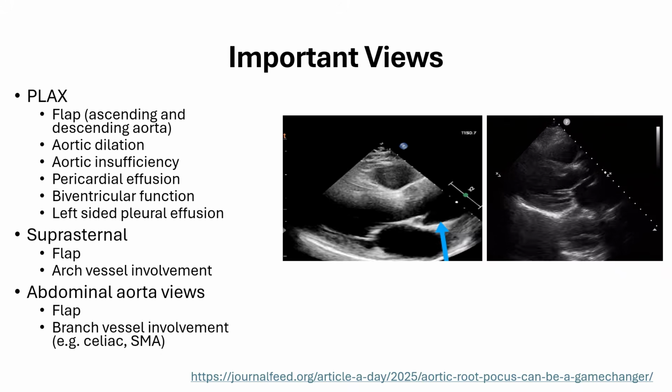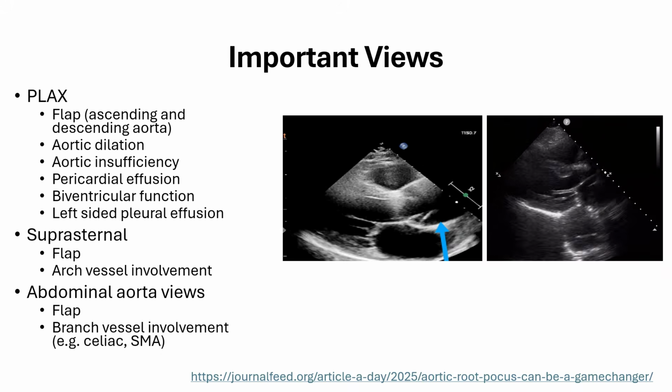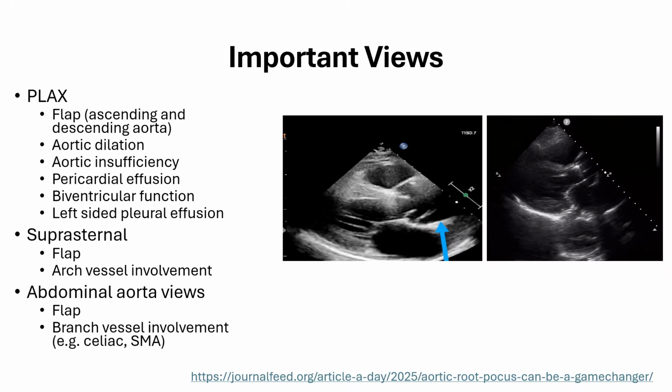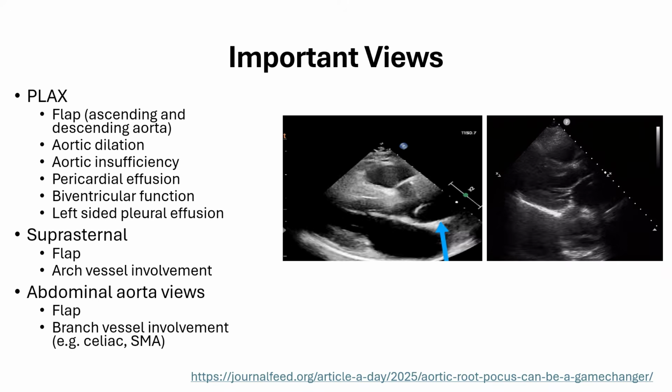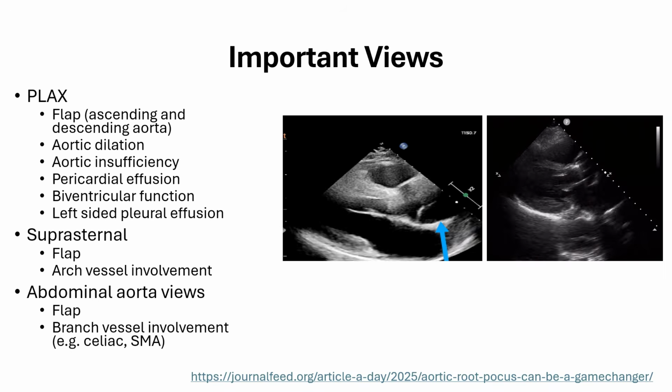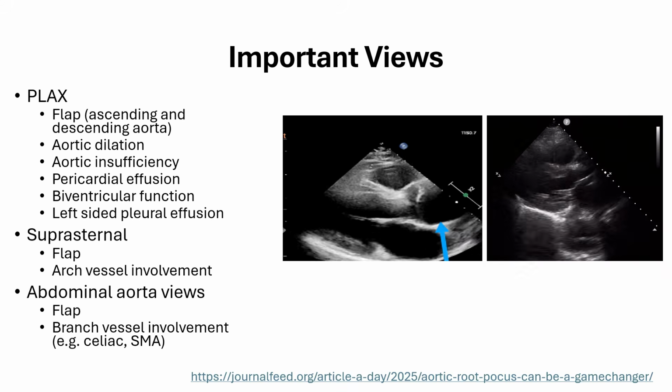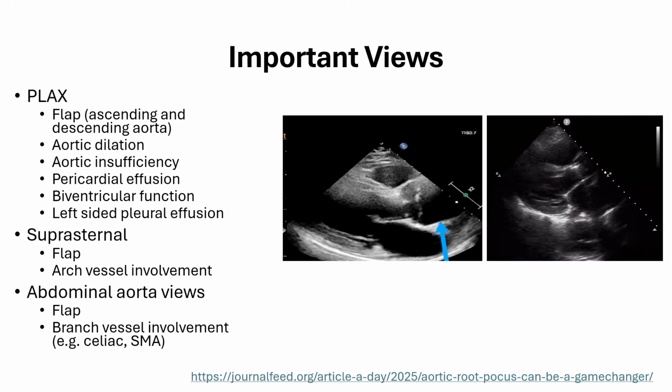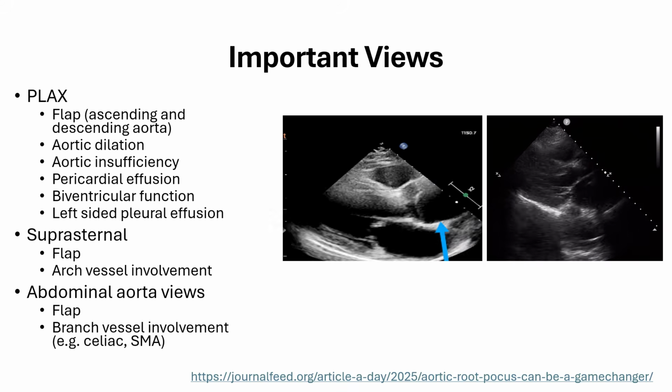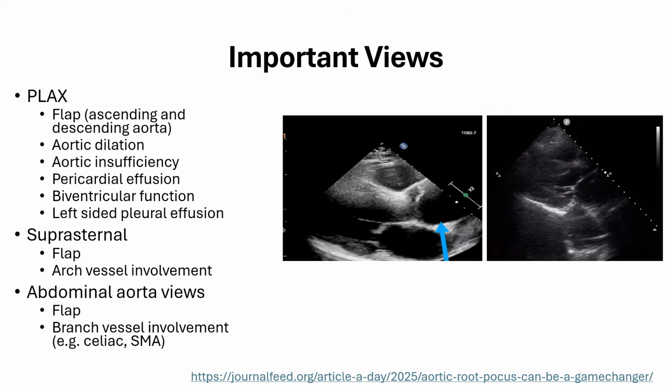And again, the descending aorta here is a circular structure underneath the left atrium and posterior leaflet of the mitral valve. In suprasternal view, you want to assess for the presence of the flap, extent of the dissection, and the involvement of arch vessels. In abdominal aortic views, you want to assess for the presence of the flap and involvement of the abdominal aorta, branch vessels, such as, for example, celiac axis and superior mesenteric artery.